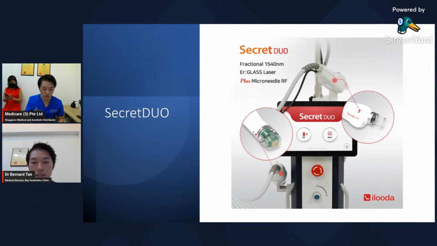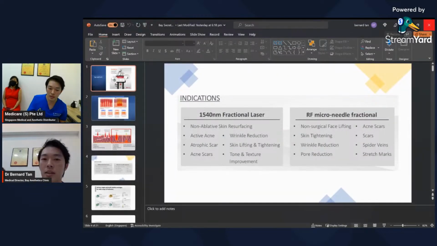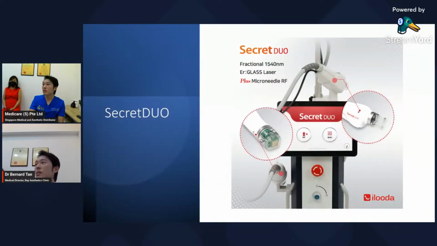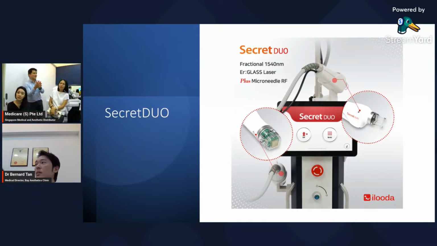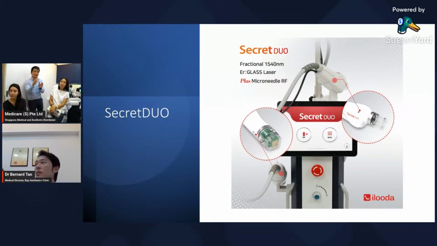Okay, so let me just do quick formalities. We're very thankful today to have Dr. Bernard to help introduce SecretDUO and to have a workshop on how we can use it for skin rejuvenation. Dr. Bernard has been one of the key users of SecretDUO for quite some time now, more than a year. So he's definitely very experienced. I think today we can learn from him. Thank you very much. Okay, everyone, thanks for coming.